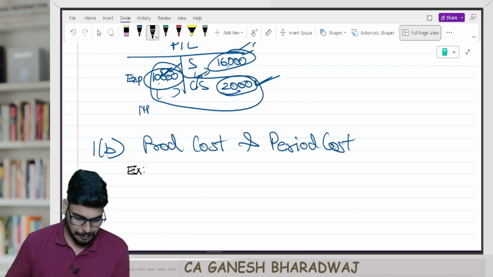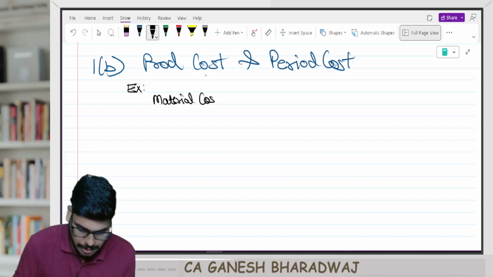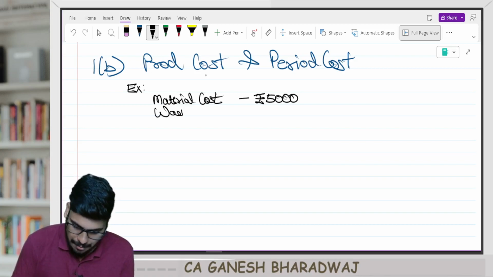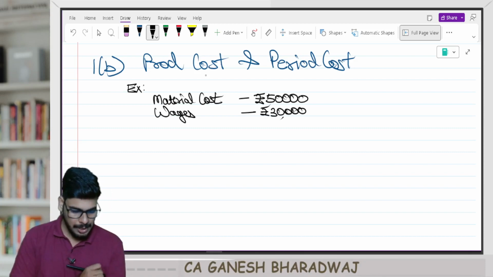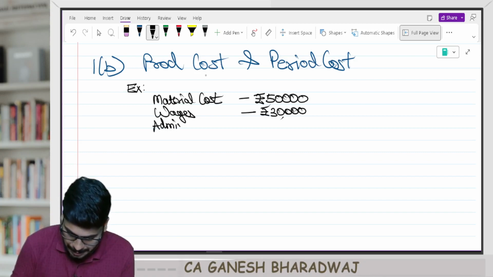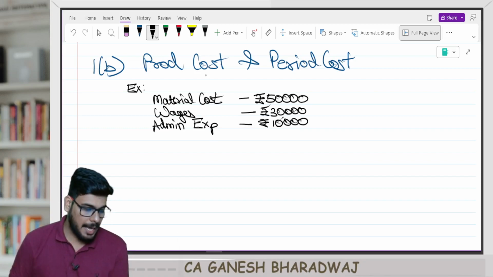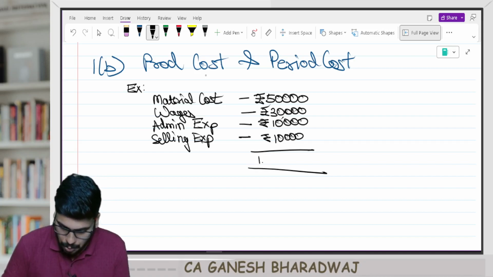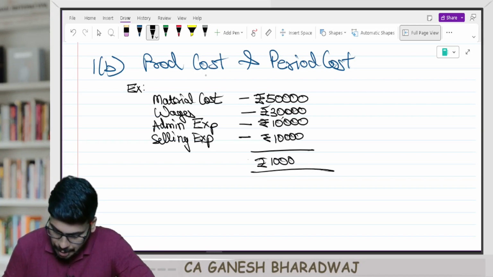Example. Material cost, write it quickly, guys. Rupees 50,000. I'm just giving you an example. Material cost rupees 50,000. Wages rupees 30,000. Then administrative expenses. I will tell you what these things are. Let us say this is rupees 10,000, and selling expenses is another 10,000 rupees. Total cost is how much? Rupees 1 lakh. Right? Total cost is how much? Rupees 1 lakh. You guys have written this down, right?